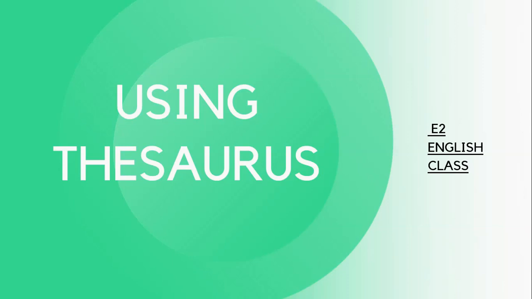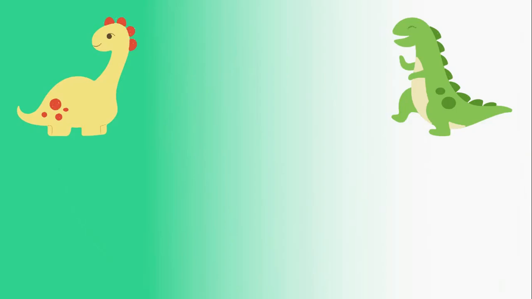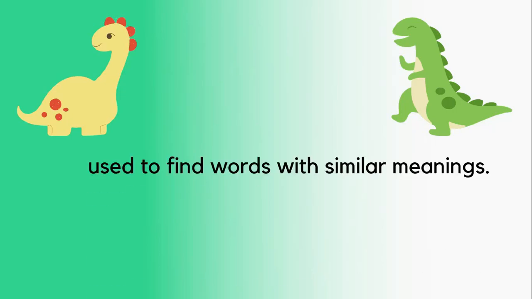And today we are going to learn about Thesaurus and how to use it in our English class. So, what is Thesaurus? Is it some kind of dinosaur's name? Of course not. Thesaurus is used to find words with similar meaning. Words with similar meanings are usually known as synonyms.